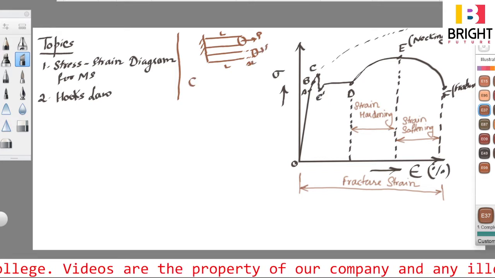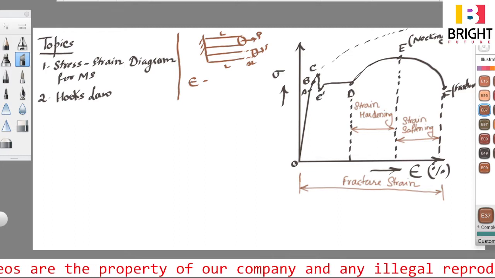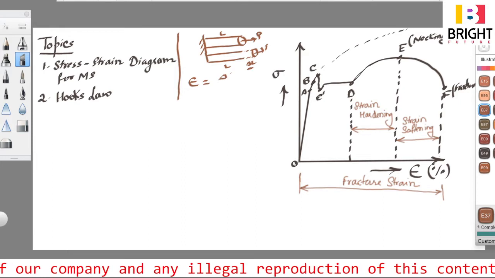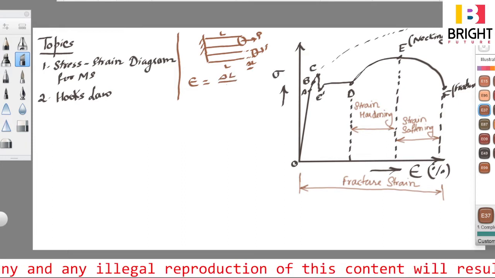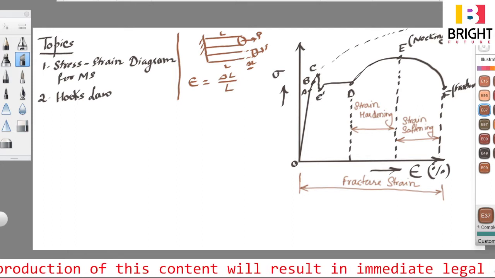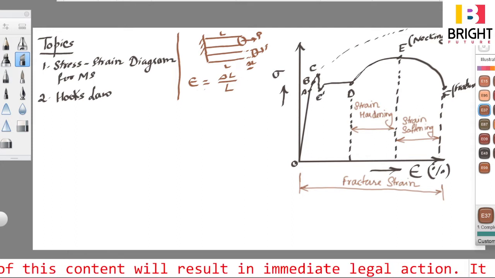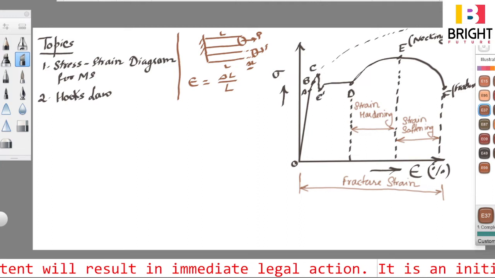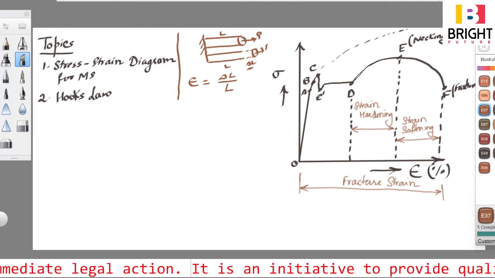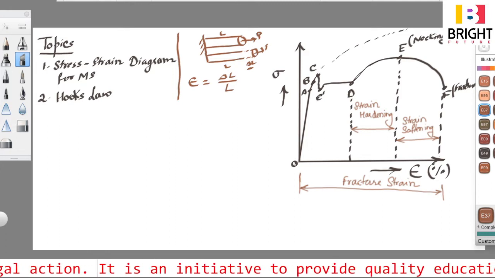So strain is represented by epsilon. Strain is equal to the change in length, which is del L, divided by the original length L. This is known as strain, right? If we multiply it by 100, then it will be percentage strain, in terms of percentage, right? Now this stress strain diagram is for mild steel.